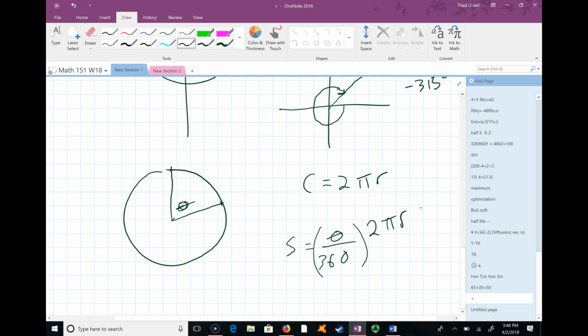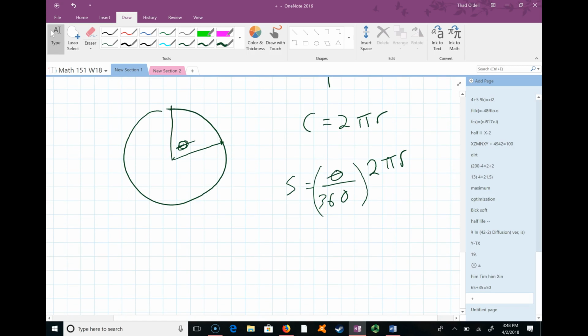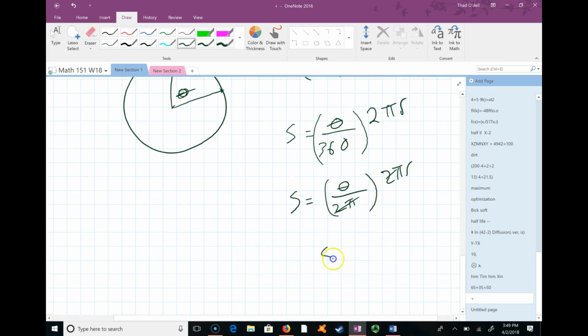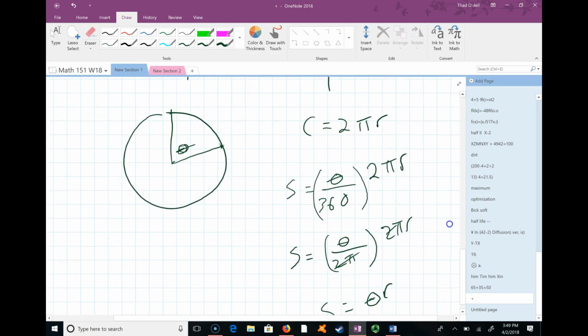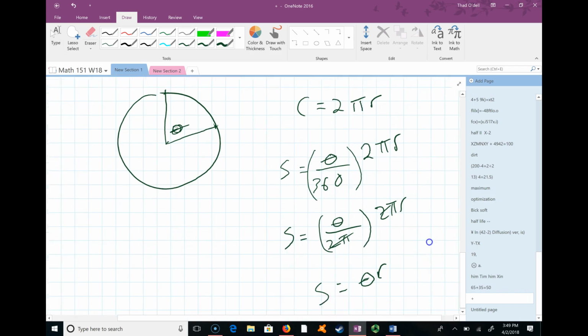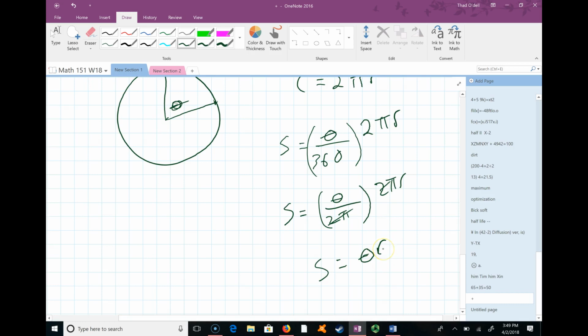Now, if you're measuring this in radians, it would look like this: theta over 2 pi times 2 pi r. And notice that the 2 pi's cancel out. So if you're measuring in radians, arc length is actually just theta times radius. Isn't that interesting? And it reminds us of what we talked about with radians. A radian is a measure. 1 radian means that the arc is a radius long. So you can see if I put a 1 in there for radians, you would just get r. Okay? So that's arc length.